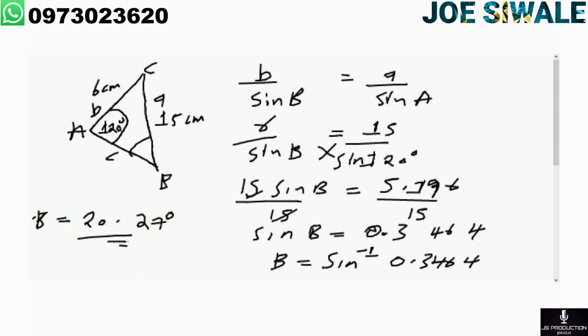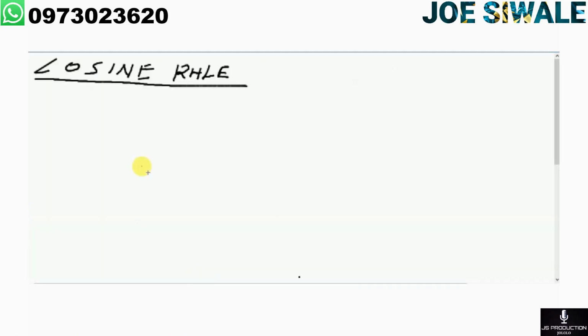The next thing that we're going to talk about is the cosine rule. The cosine rule is used when you have been given the three sides of a non-right angle triangle, or when you have been given two sides and an angle. So those are the conditions. Let us look at the structure of a non-right angled triangle.